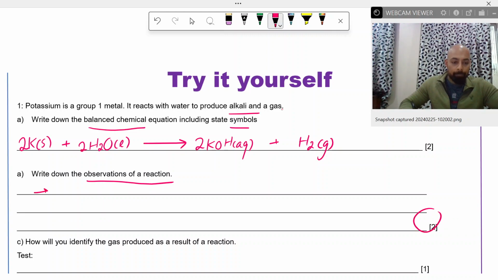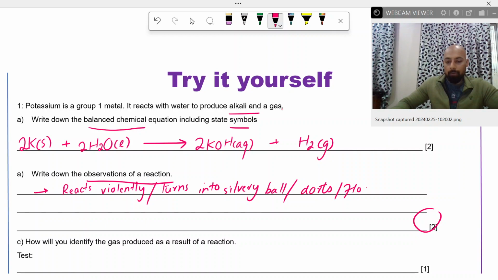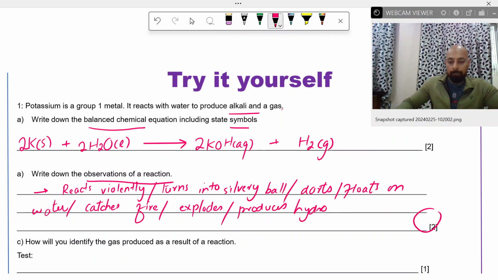क्या कहते हैं बताएं शाबाश. सबसे पहले पोटेशियम की बात हो रही है, reacts violently, ठीक है, turns into a silvery ball, ठीक है, darts, you can say floats on water, right, catches fire, ठीक है, and explodes. ठीक है, you can also write produces hydrogen gas. ठीक है, so make sure you are quite clear with this, you know how to respond to such questions.